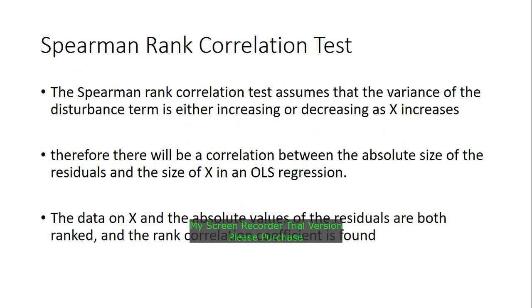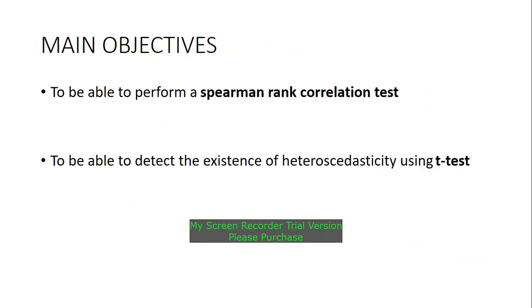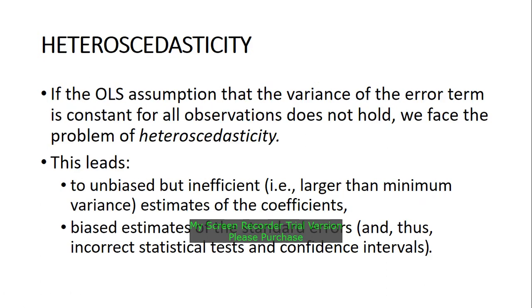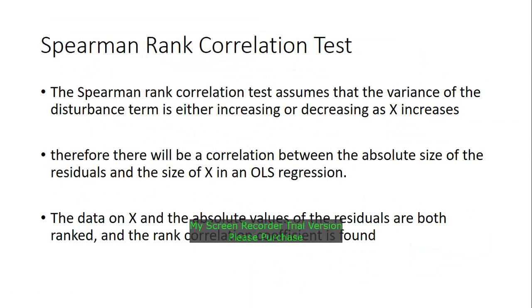Now, as we stated in the objective, the main objectives for this tutorial session are to perform a Spearman rank correlation and to be able to detect the existence of heteroscedasticity using a t-test. So that's our main objective. Let's go to our main objective here, Spearman rank correlation.